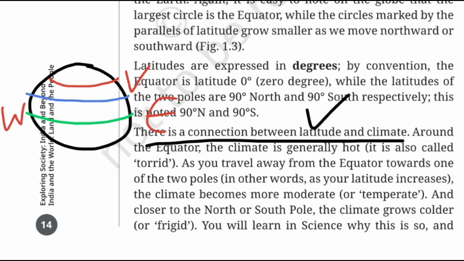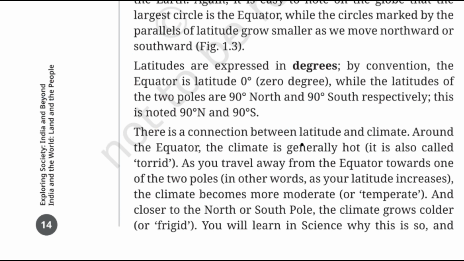This particular green line will be parallel to this blue line, and parallel to this red line, isn't it? So all such lines are parallel to each other. We call them parallels of latitude. Okay, this much you understand, isn't it? So latitude is a line which passes between the west and the east. Latitude and climate have a connection.